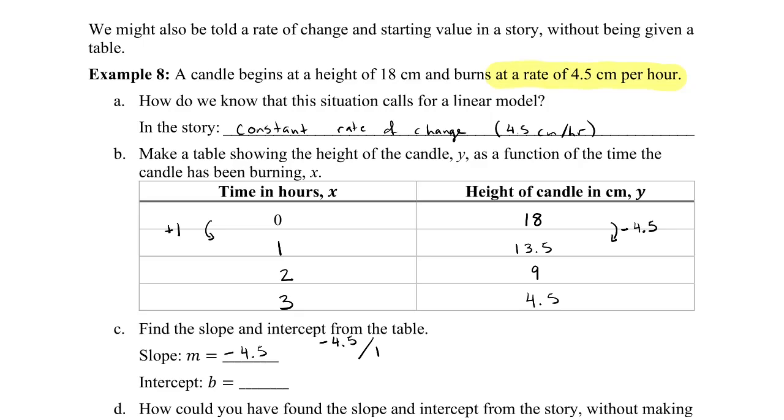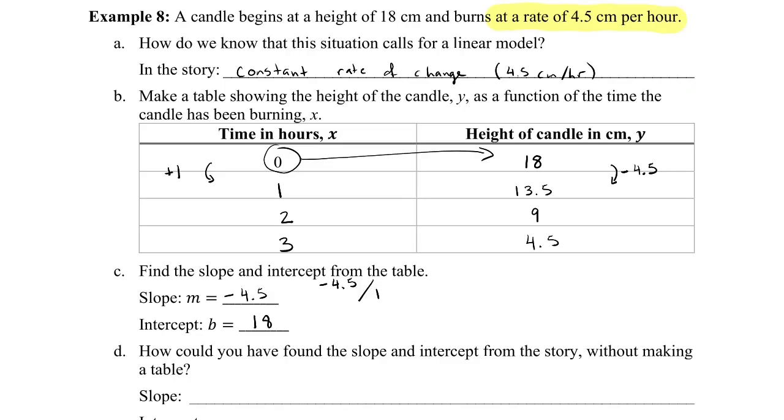My slope is negative 4.5. My intercept, I want to find the height when the time was 0. So my intercept is 18. Okay, so here's the punchline of these two parts. We didn't really need the table for that, right?